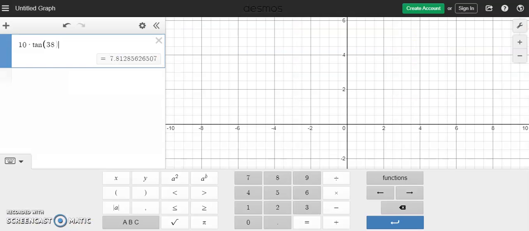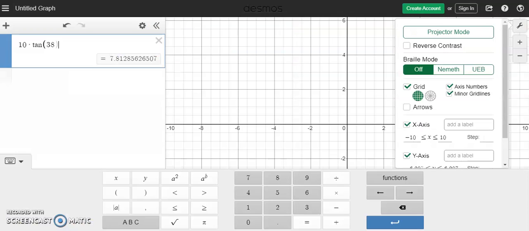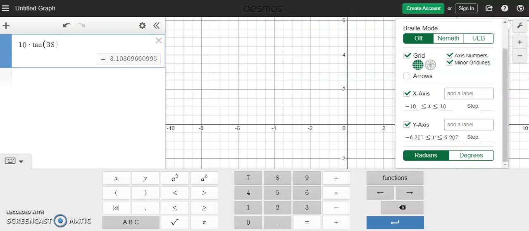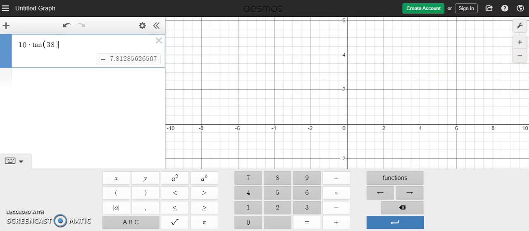Just to double check, if you didn't get that answer, it's because your mode is probably still in radian. Okay, you'll see that's a different answer completely, so we want to go to degree mode. Go ahead and change over if you haven't on your handheld calculator as well.